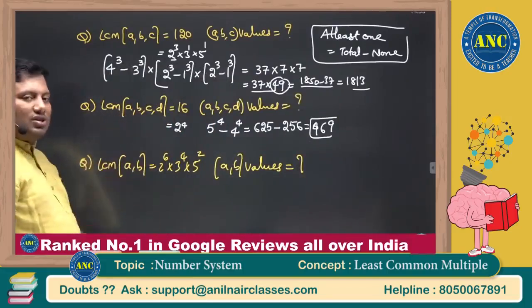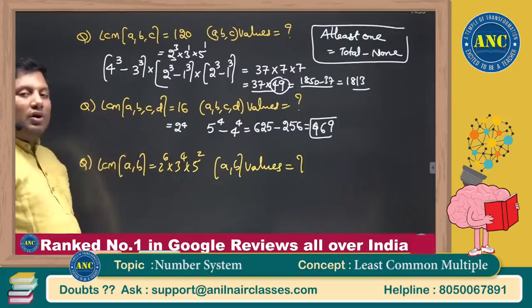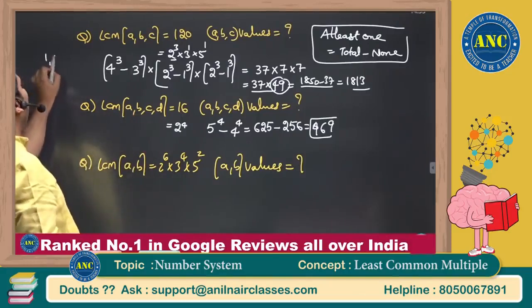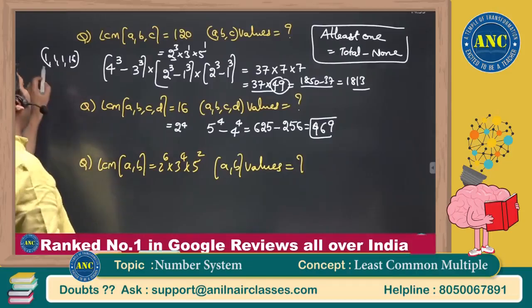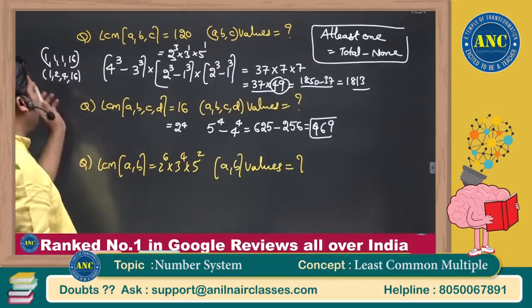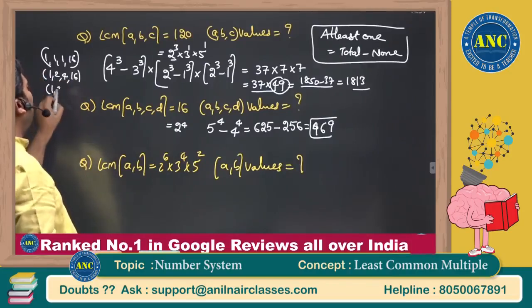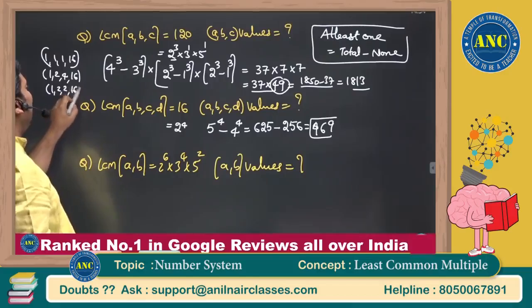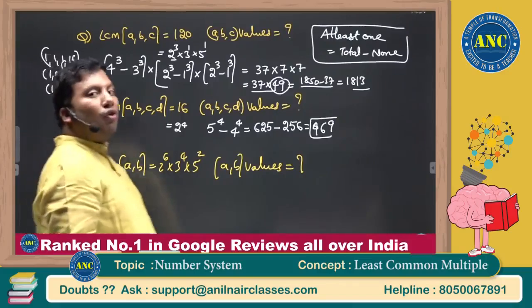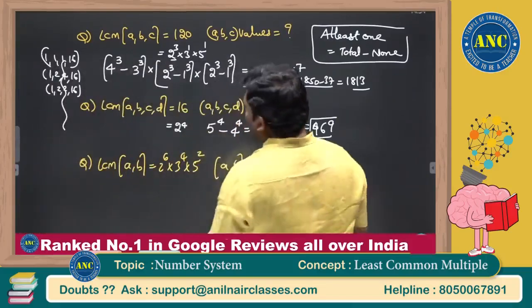Like 1, 1, 1, 16, that can be distributed in 4 ways. 1, 1, 2, 16. See here, 1, 1, 1, 16, these 4 factorial by 3 factorial. 1, 2, 4, 16, LCM is 16, 4 factorial is 24. 1, 2, 2, 16, 4 factorial by 2 factorial. Like that, totally 369 cases are there.